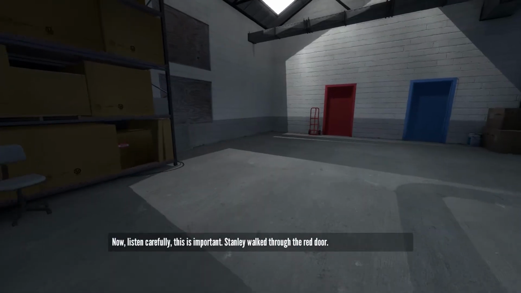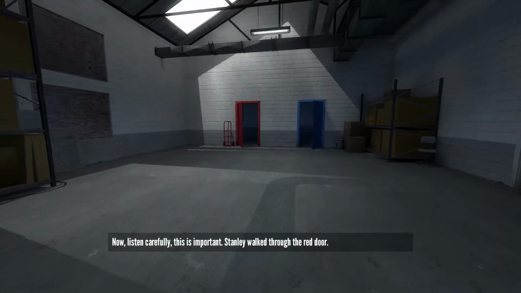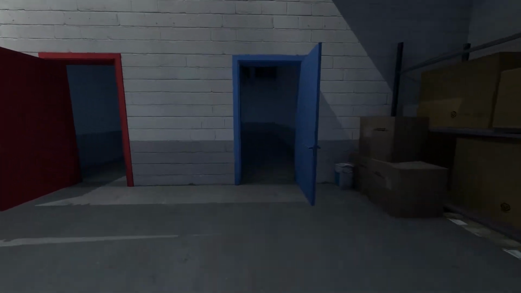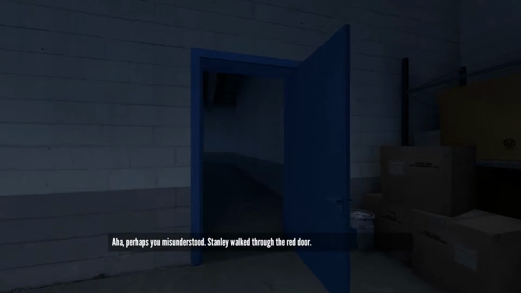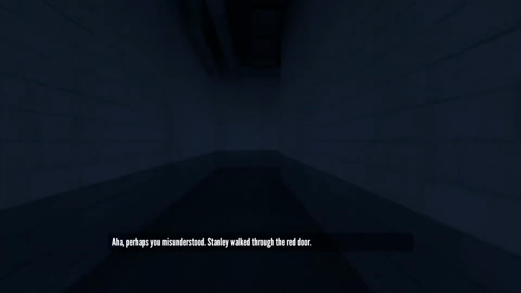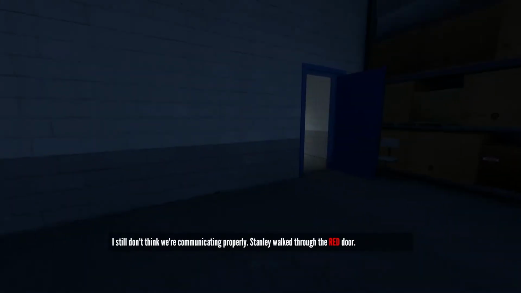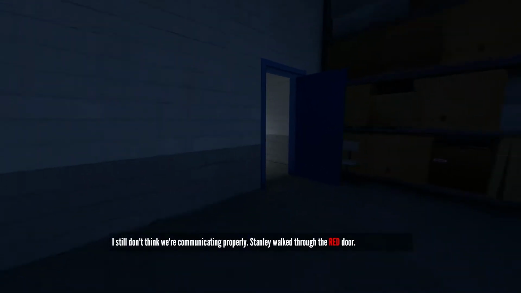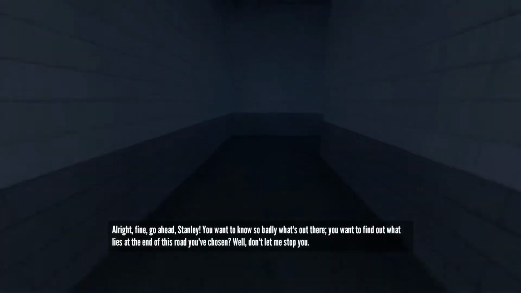Now listen carefully, this is important. Stanley walked through the red door. You think I will listen? Aha, perhaps you misunderstood. Stanley walked through the red door. I still don't think we're communicating properly. Stanley walked through the red door. Red door, blue door. All right, fine, go ahead, Stanley.